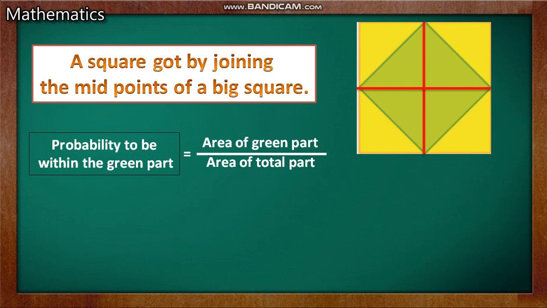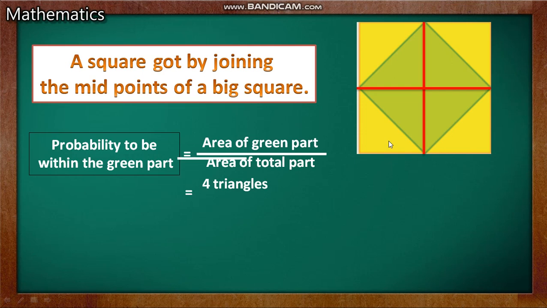Okay. Then what is the area of the green part? There is one triangle, 2, 3, 4. That is 4 triangles. That is the area of green part. Then what is the area of the total part? In total, how many triangles? 1, 2, 3, 4, 5, 6, 7, 8.